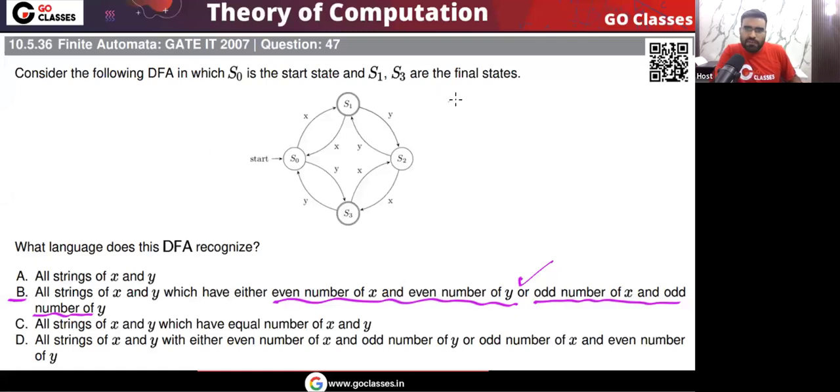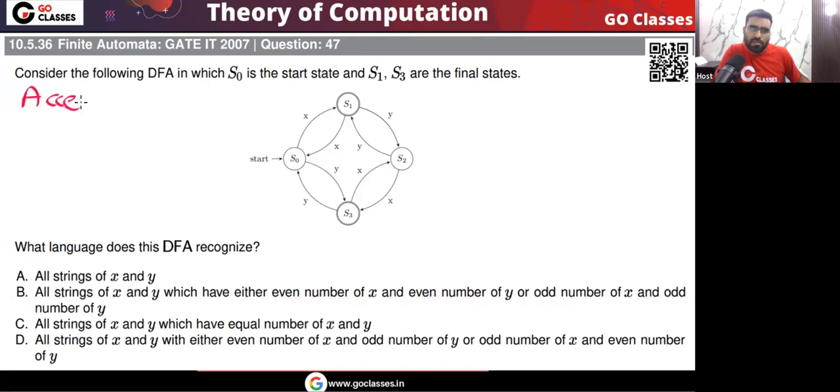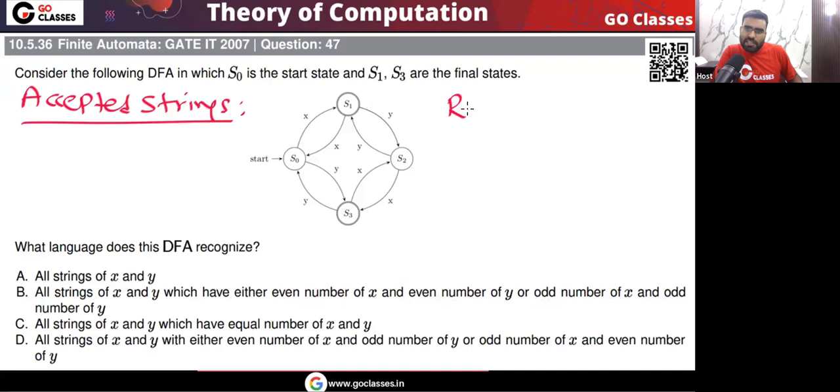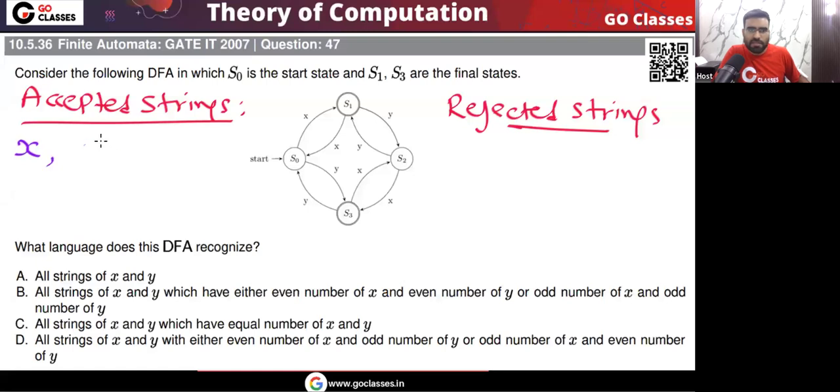See, you just look at the DFA and tell me some accepted strings and some rejected strings. Give me some accepted strings and some rejected strings, then we will check the options. For example, X is an accepted string. Correct? For example, triple X is an accepted string. Double X is a rejected string. The empty string is a rejected string. Double Y is a rejected string.